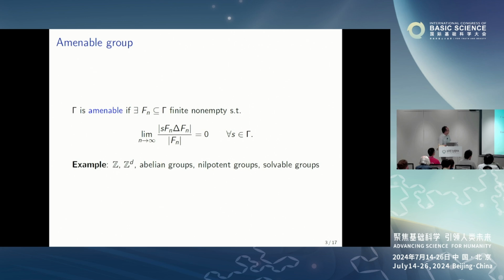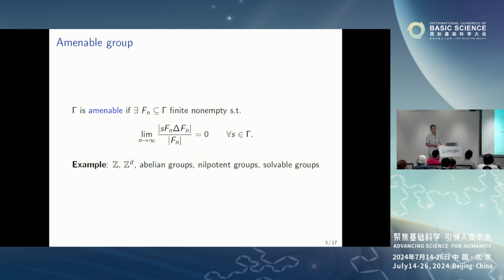So let me start with the condition of the group here. For most of this talk, we'll mainly just consider amenable groups. So a discrete countable group is amenable, which just means that you have almost invariant finite sets.